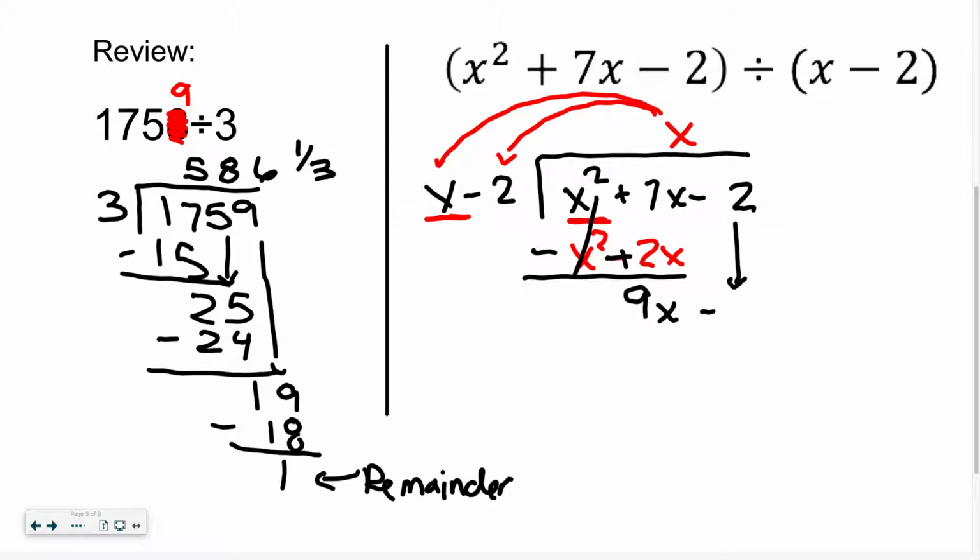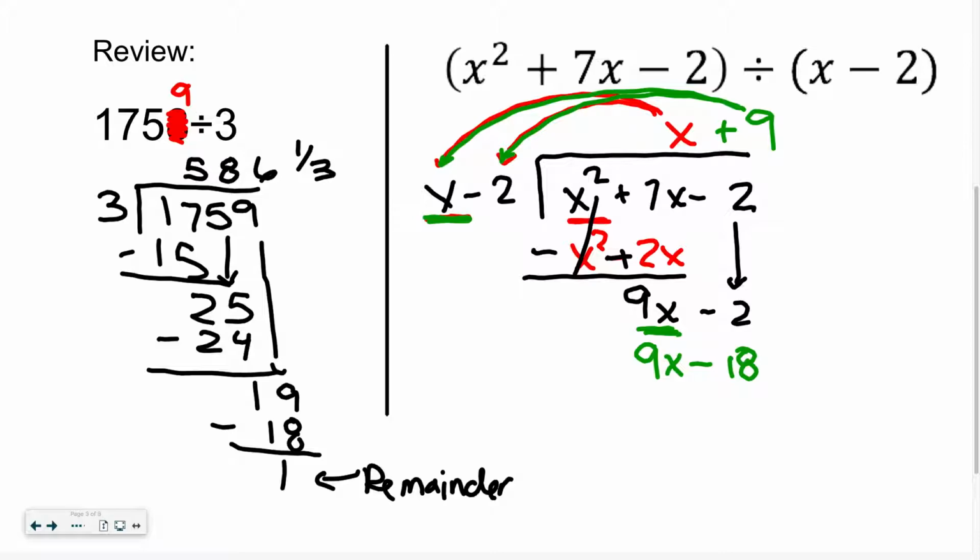Bring down the next term. Restart the whole thing. Don't worry about everything. Only worry about the first term. So what's 9x divided by x? 9, and that's a positive 9, right? So I'm going to put a plus 9. Multiply by the divisor. So that's going to be 9 times x and 9 times negative 2. That's 9x minus 18.